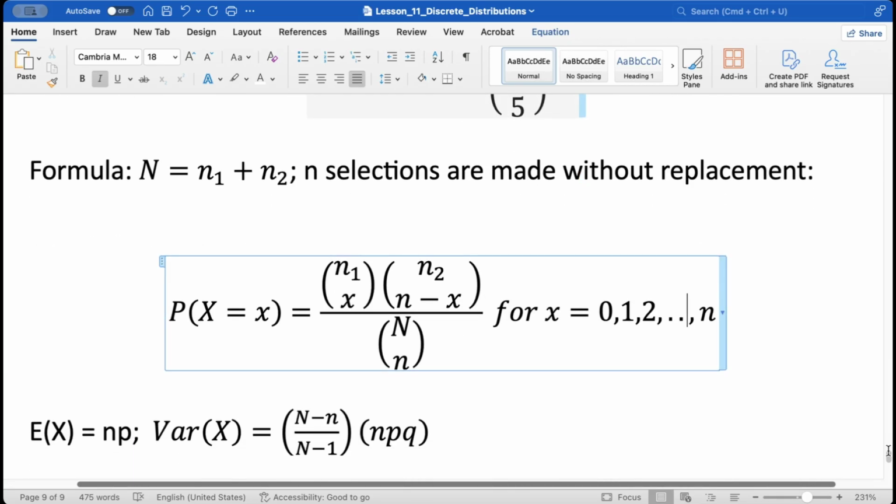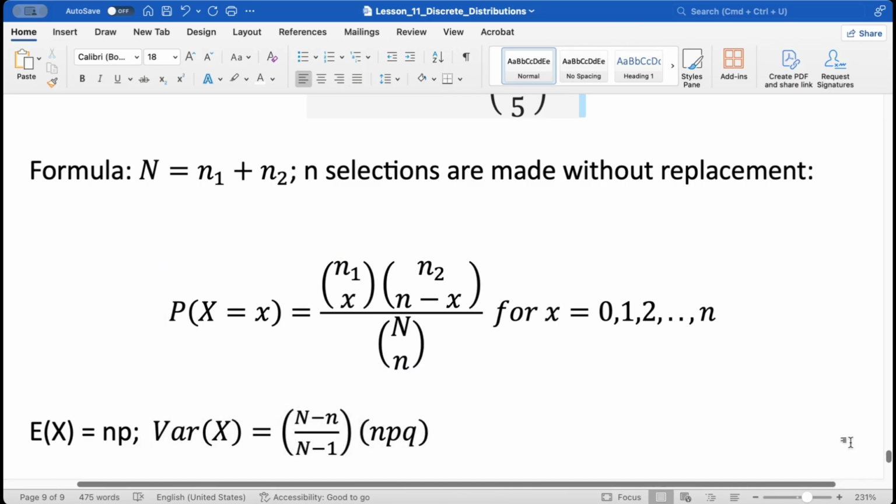The expected value here turns out to be the same as the expected value for the binomial situation. It's np, but the variance is different. The variance of the binomial is npq. The variance of the hypergeometric is capital N minus little n over capital N minus 1 times npq. So the expected value is the same. Variance is a little bit different here.